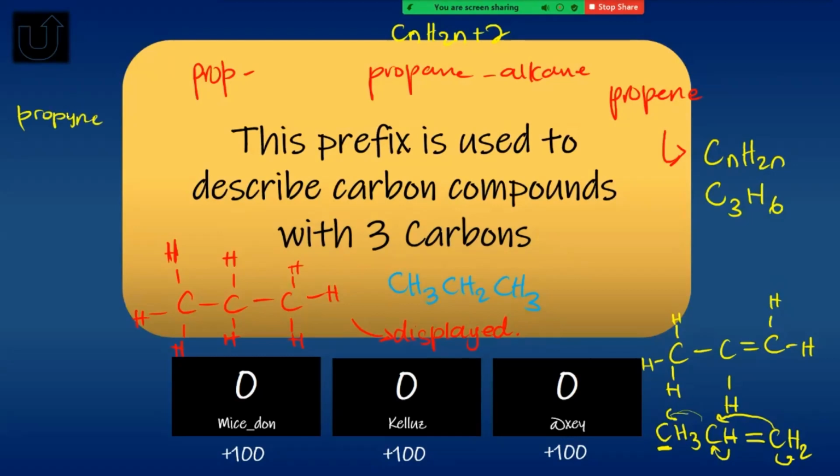Propane? No, the alkyne. What would be the formula? The alkyne looks weird. I've never worked with alkynes. What's the general formula for alkynes? CnH2n plus 2? It's minus 2. Remember, alkanes are the plus 2. I wonder if I mix up the alkanes.